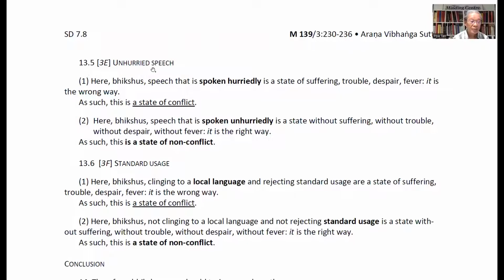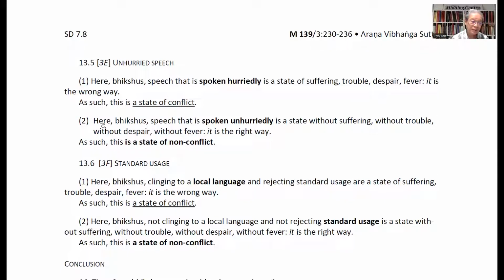Unhurried speech. Here bhikshus, speech that is spoken hurriedly is a state of suffering, trouble, despair, fever. It is the wrong way. As such, this is a state of conflict.